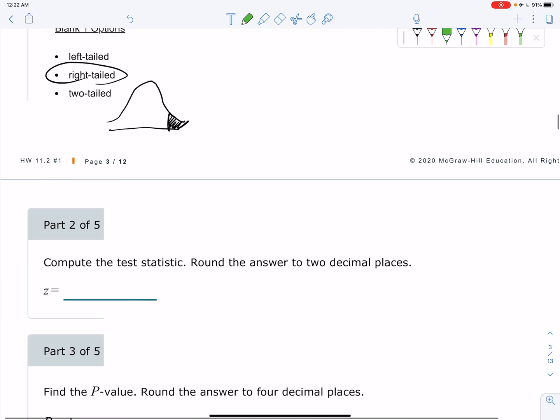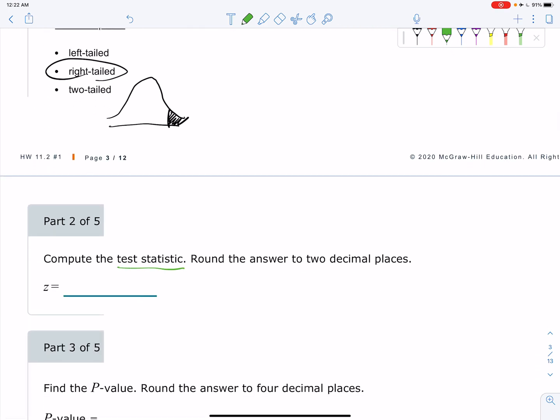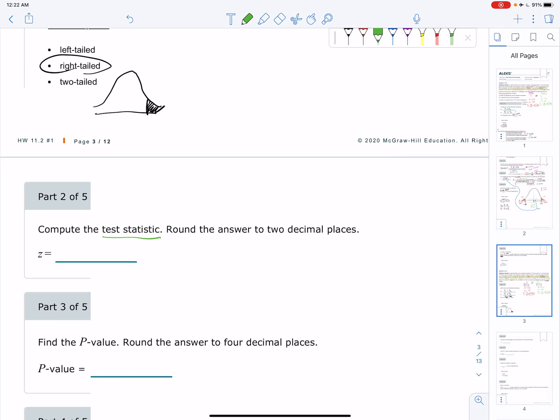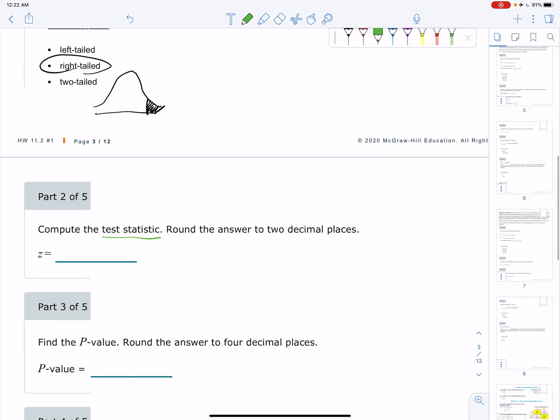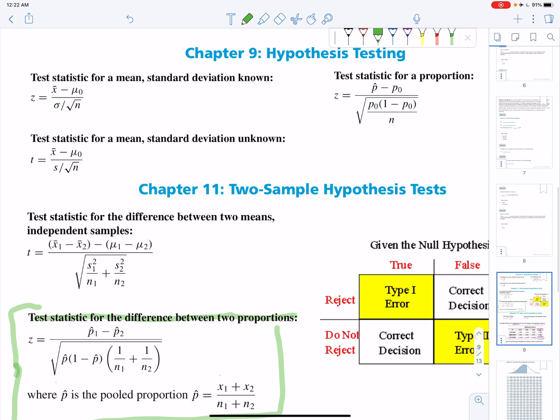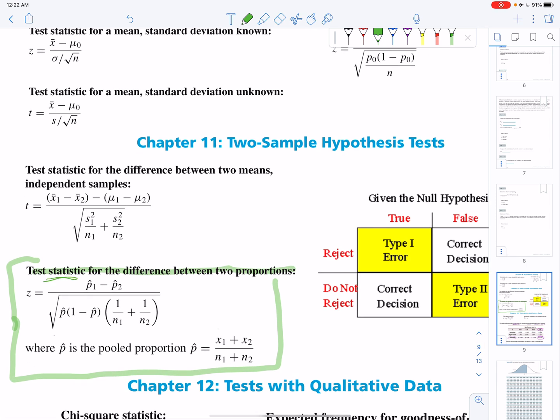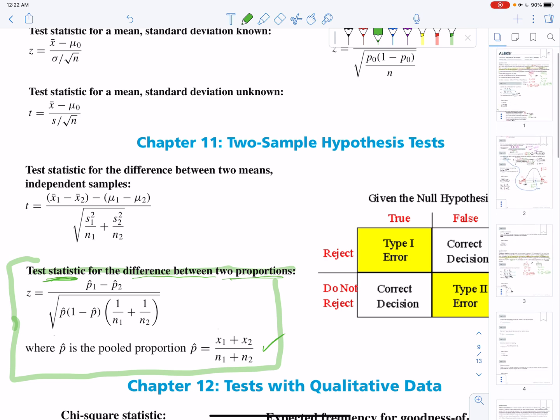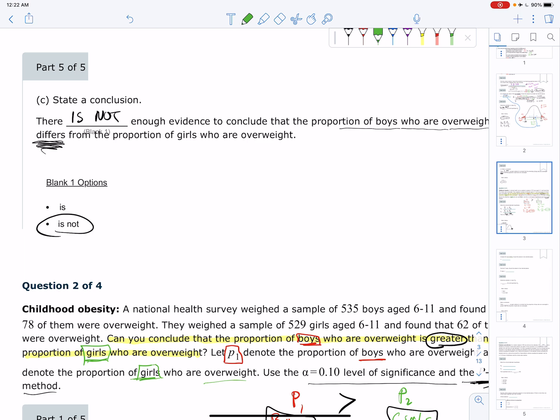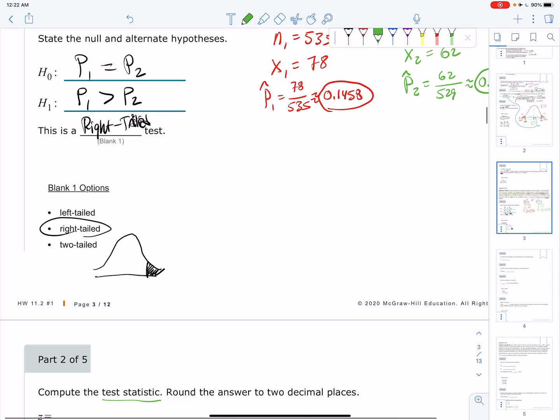And the next step, it says, okay, compute the test statistic. And once again, if you're not sure, you could always go to your formula sheet. And there it is, test statistic for the difference between two proportions. So there it is right there. And also don't forget the pooled method of pooling those two samples for p hat. Okay, let's go back to where I was.